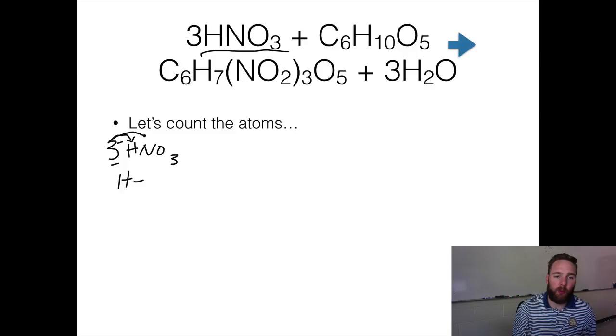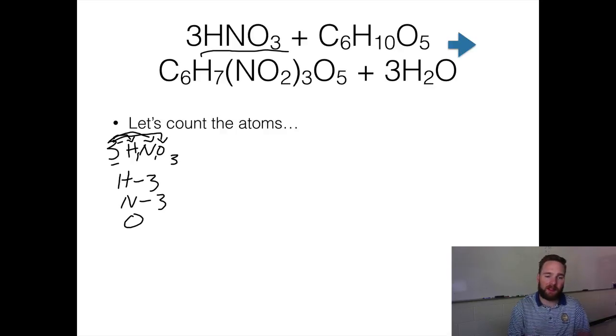Well, there's an understood 1, but we have this coefficient in front, and here's the rule. The coefficient is like the distributive property in math. It distributes to whatever is in front of this. So I'm going to take 3 times that understood 1, and that tells me there are 3 hydrogens. I'm going to do the same to nitrogen. I'm going to take that 3, distribute it to the understood 1 right there. There are 3 nitrogens, and then oxygen.